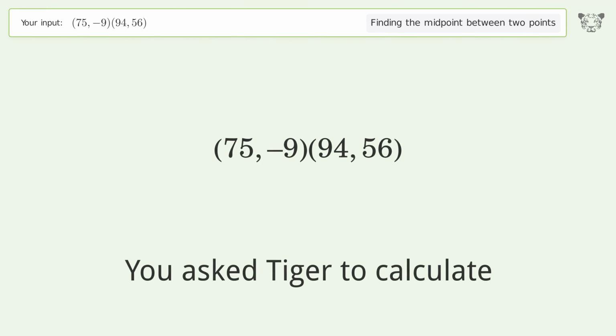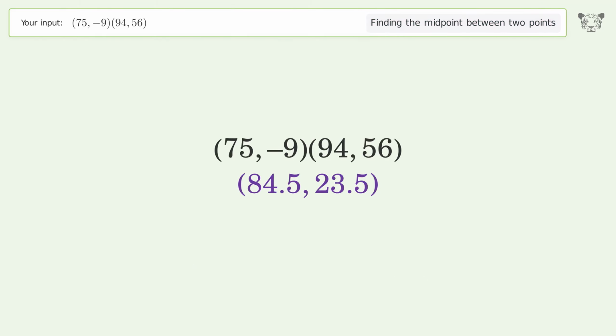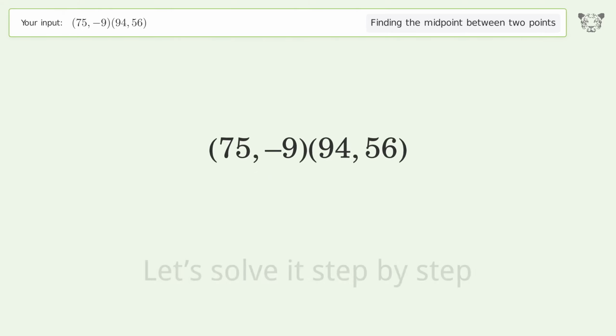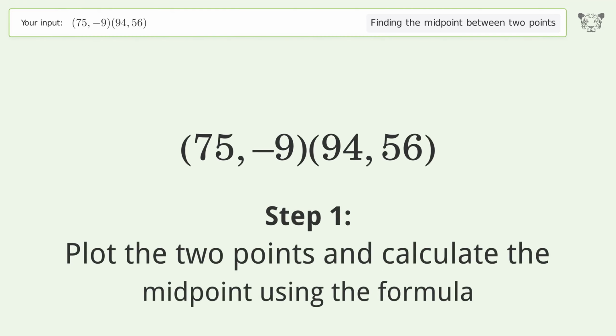You ask Tiger to calculate. This deals with finding the midpoint between 2 points. The midpoint between the 2 points is 84.5, 23.5. Let's solve it step by step. Plot the 2 points and calculate the midpoint using the formula.